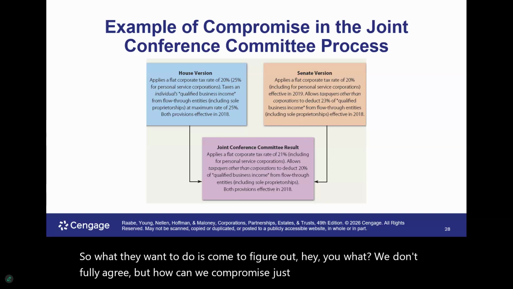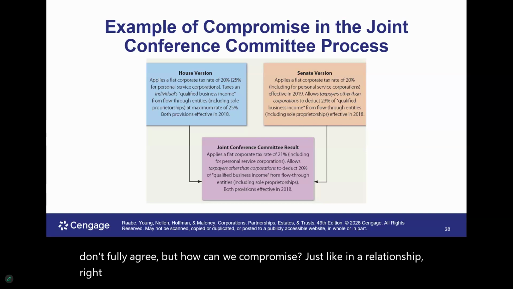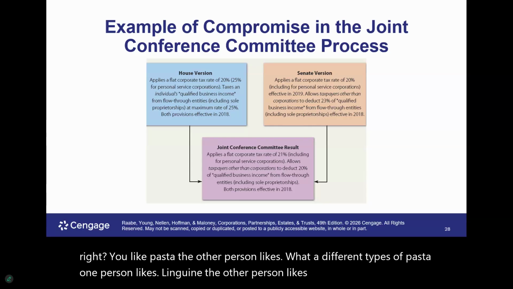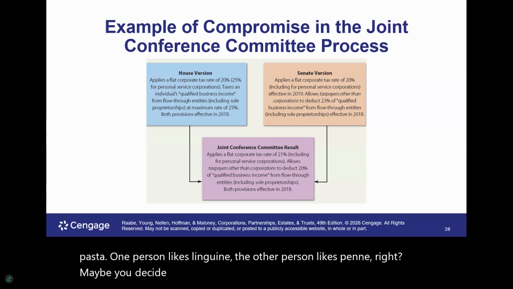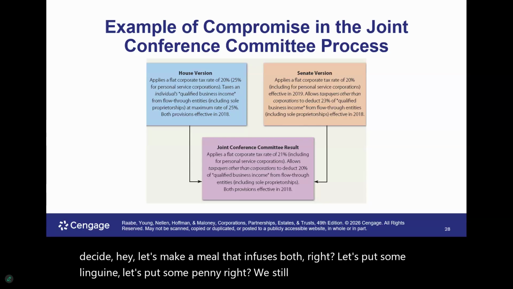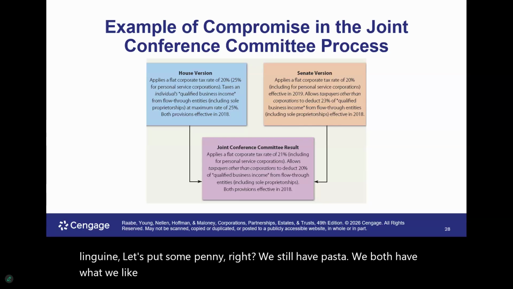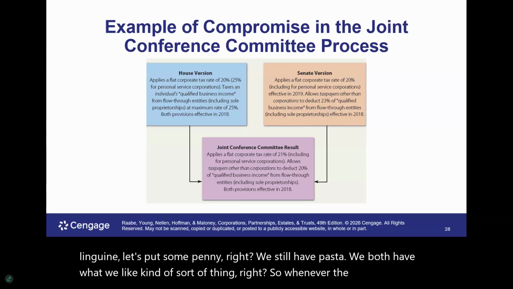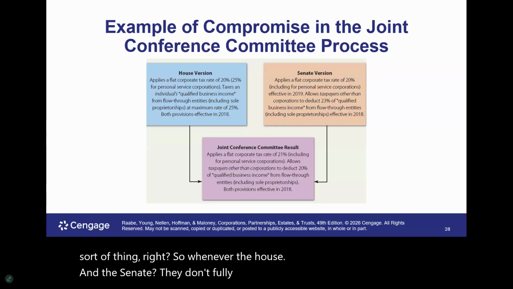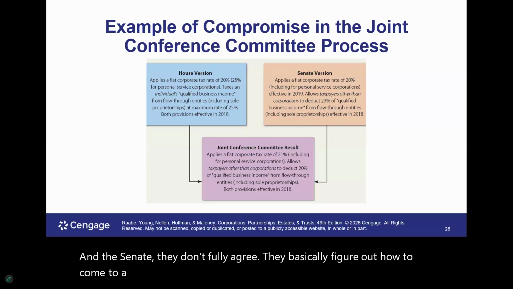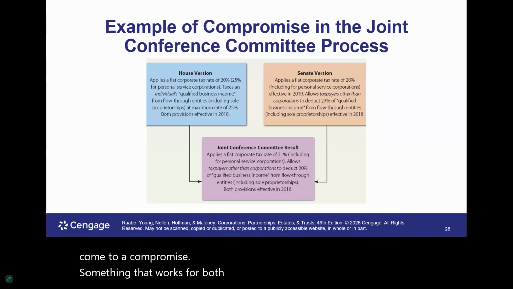Just like in a relationship, right? You like pasta, and the other person likes a different type of pasta. One person likes linguine, the other person likes penne, right? Maybe you decide, hey, let's make a meal that infuses both. Let's put some linguine, let's put some penne. We still have pasta. We both have what we like, kind of thing. So whenever the House and the Senate don't fully agree, they basically figure out how to come to a compromise, something that works for both parties that they can agree to.